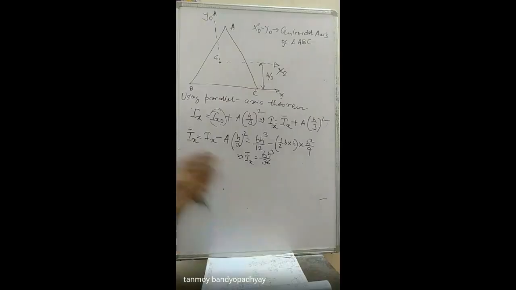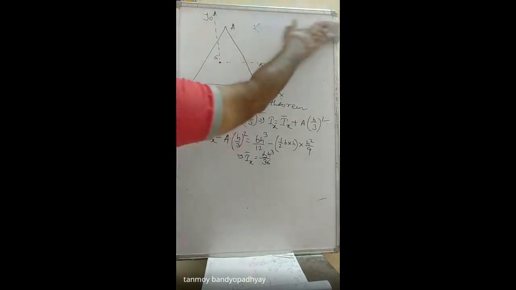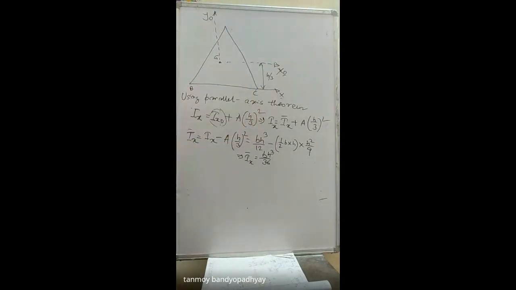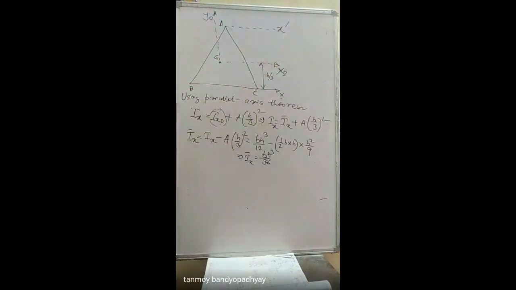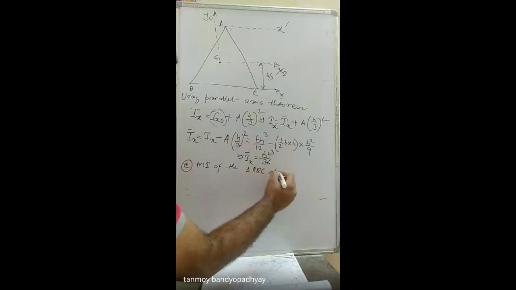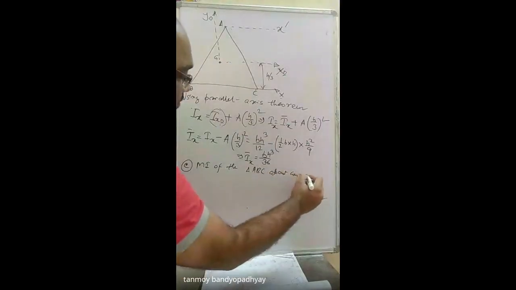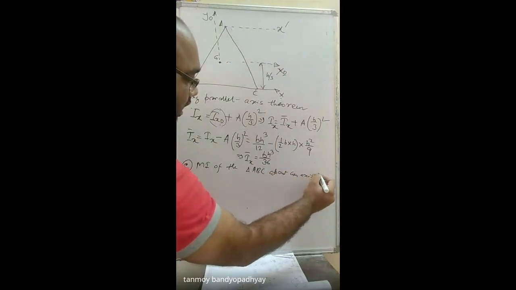So the next one, this is case 2. So the third one is, let us calculate the moment of inertia of the triangle about an axis passing through the vertex of the triangle. Let us suppose that this is the vertex of the triangle. So let x dash represent the axis passing through the vertex of the triangle. So case C, we are calculating the MI of the triangle ABC about an axis passing through its vertex.